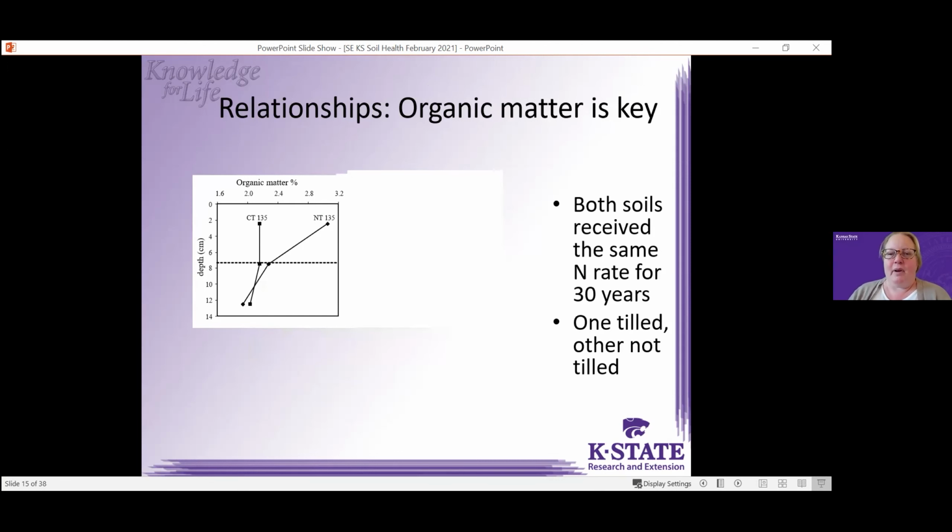So this particular slide is from a study that was done at the North Agronomy Farm in Manhattan. And so this is showing organic matter. I should say, both soils received the same nitrogen rate for 30 years, which was 135 pounds of nitrogen. And one was tilled and the other wasn't. And another interesting thing is that this was a continuous sorghum experiment that probably started when I was in grade school. It was a study that they had a certain purpose for starting, and I just went in and sampled a long time later.